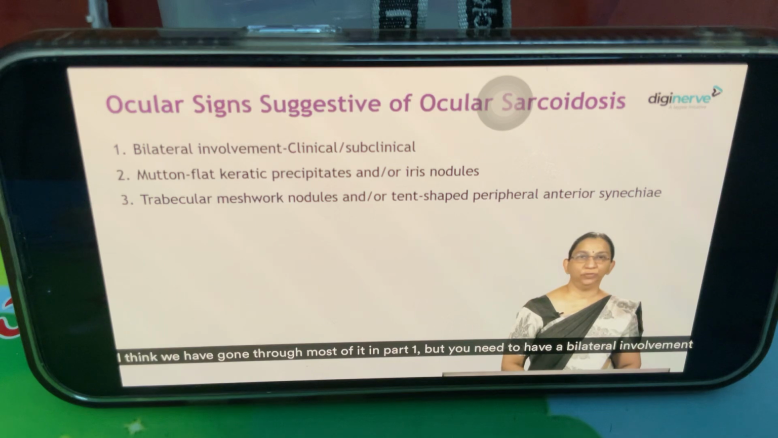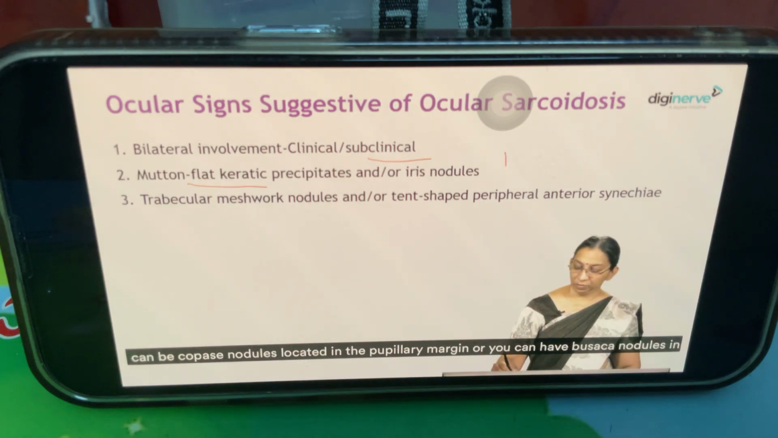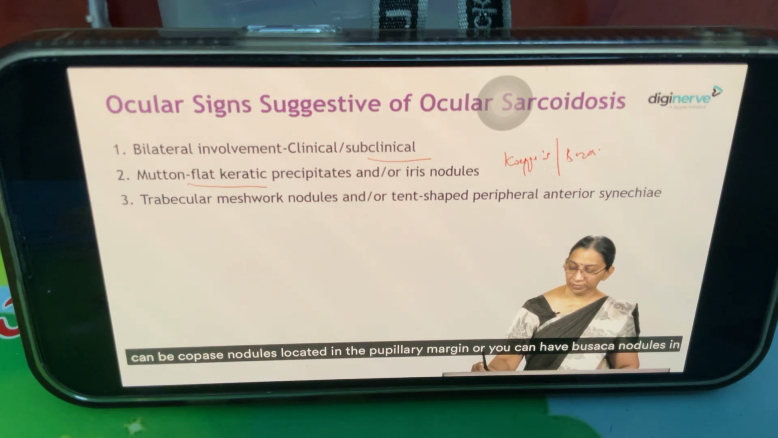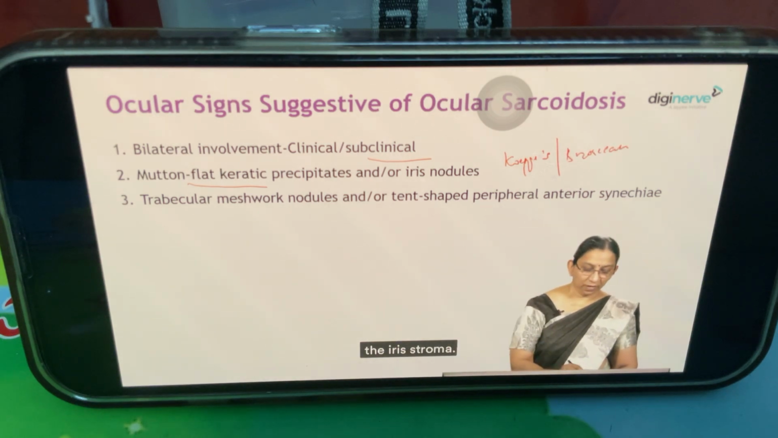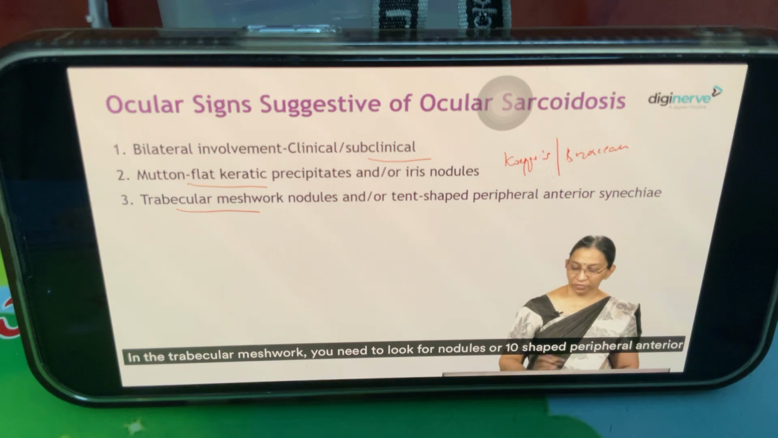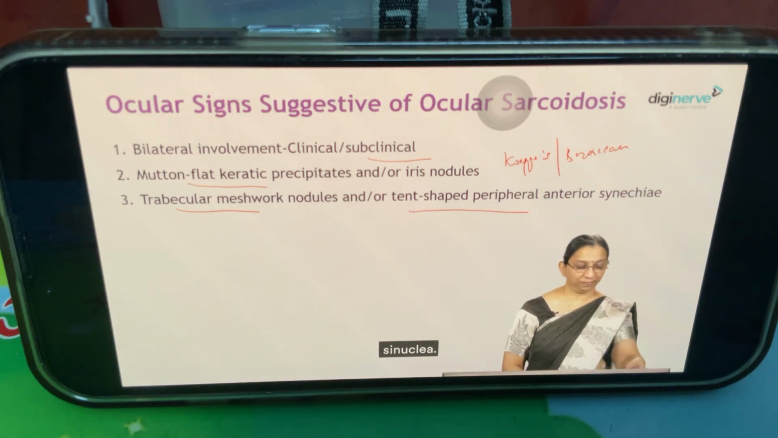I think we have gone through most of it in part 1, but you need to have a bilateral involvement, whether clinical or subclinical. Mutton fat keratic precipitates and/or iris nodules, which can be copious nodules located in the pupillary margin, or you can have Busacca nodules in the iris stroma. In the trabecular meshwork, you need to look for nodules or tent-shaped peripheral anterior synechiae.